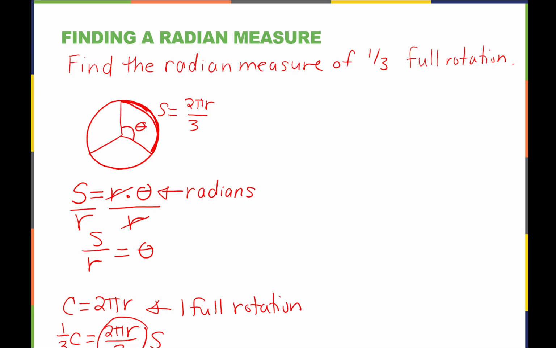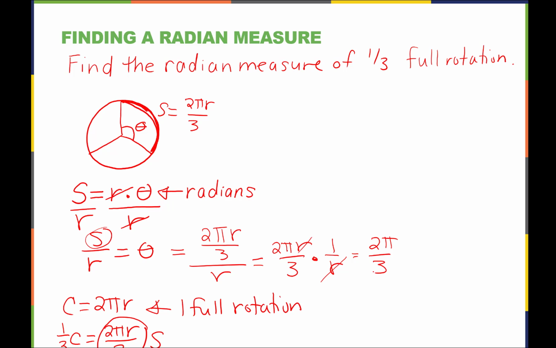So I'm going to put that in my formula. That goes on top. That's my S. 2 pi r over 3. And then I divide by r. So when we divide fractions, we flip the bottom one, take the reciprocal, and multiply. So I have 2 pi r over 3 times the reciprocal of r, which is 1 over r. I can cross off my r's because r divided by r is 1, and I'm left with 2 pi over 3 radians.